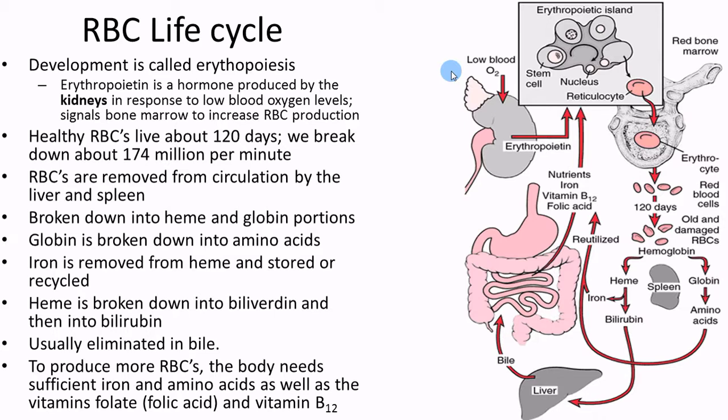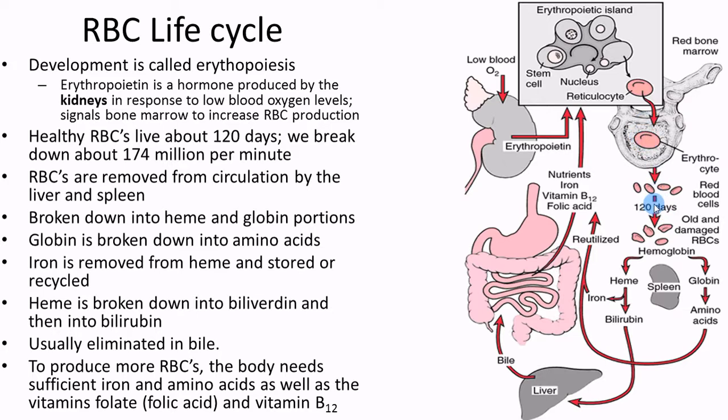So look at the red blood cell life cycle. They stay alive for about 120 days, right? So you're constantly making these, and breaking them down. You break about 174 million every minute, which means you make about 174 million every minute, constantly being turned over. You know that it's stimulated by a chemical that comes from the kidney, erythropoietin, which goes to the bone marrow, red bone marrow, and stimulates the stem cells to become erythrocytes, right?